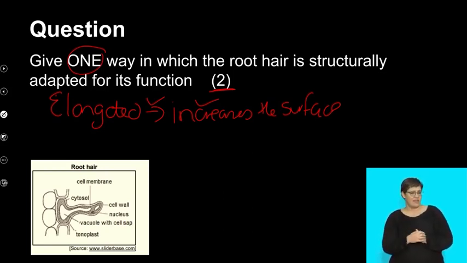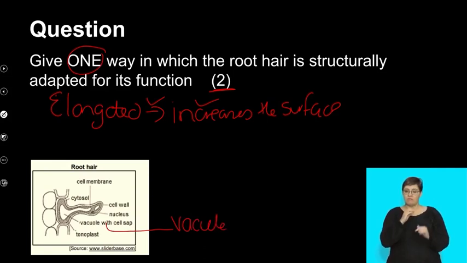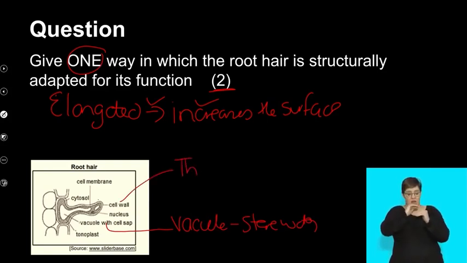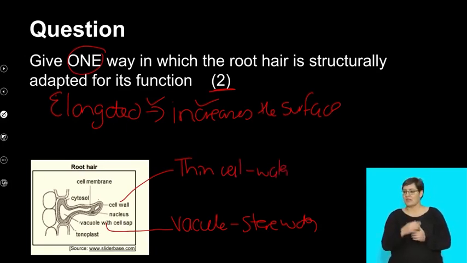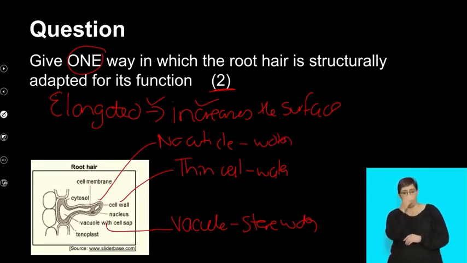What else could you have said here? Now, we're running out of time, so I just want to go. The large vacuole, you could have said to store water. That could be another one. You could have said a thin cell wall. Why? So water can move through. You could have said no cuticle. Why? Again, for water to move through. So it's very important that we understand the concept of how a root hair is adapted to its function.